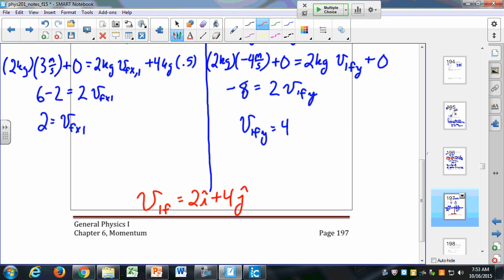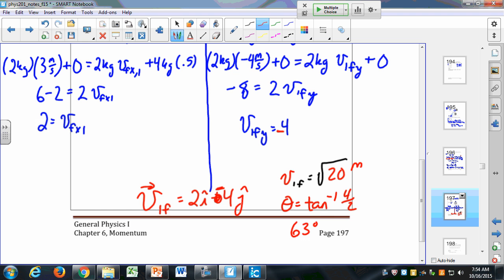If I asked you for the magnitude of that, it would be the square root of 20. Would it be negative? It would be -4. Thank you. Sorry about that. The magnitude would be the square root of 20. The angle would be the inverse tan of 4 over 2, which is, I get 63 degrees.